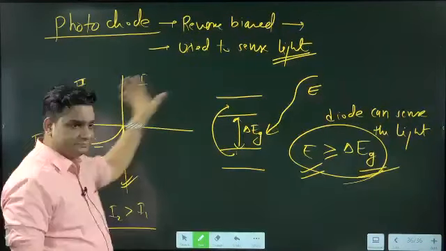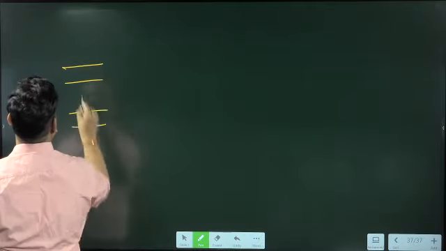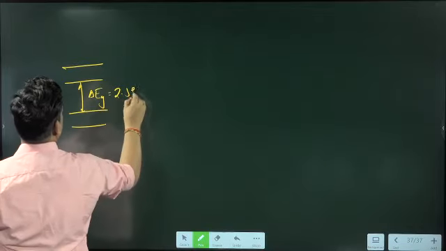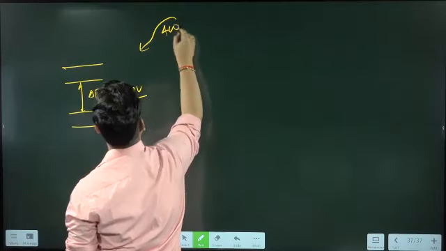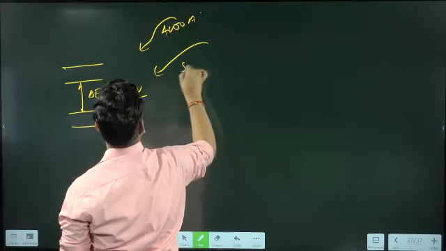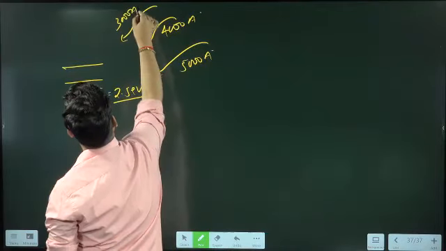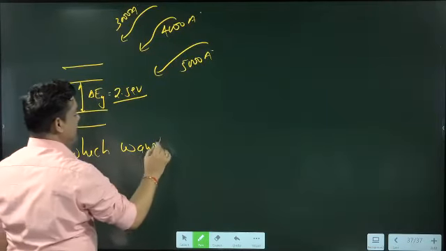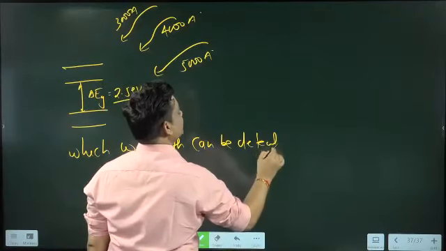Theoretical part is over here, this graph. The numerical is this. They will give that we have delta Eg as 2.5 electron volt, and they are giving 4,000 angstrom, 5,000 angstrom, and 3,000 angstrom. Which light can be sensed? Which wavelength can be detected or sensed?